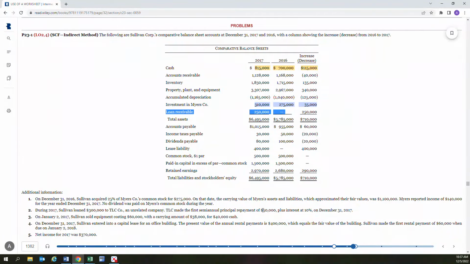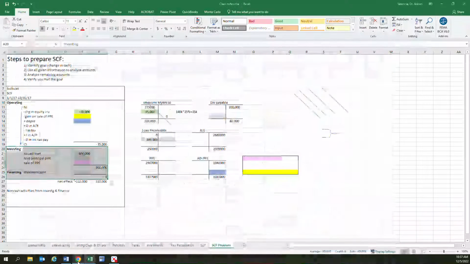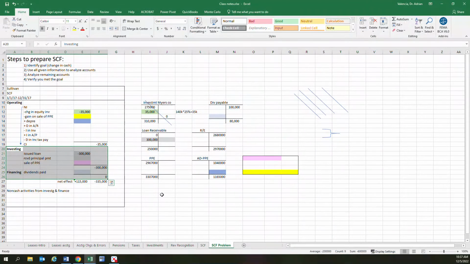Okay, so in terms of that 10% interest, whatever that interest revenue is and the cash flow implication of it, that's already reflected in net income. So we don't have to worry about that interest because of that. But we do have to worry about that $50,000 principal payment. So that would reduce the loan receivable by $50,000. And that would be an inflow here.